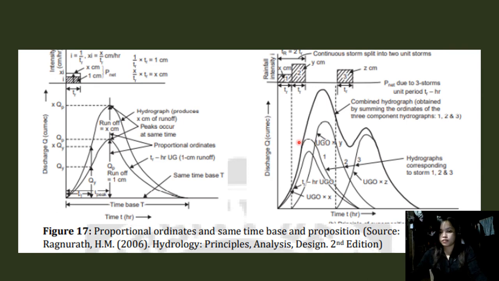So in the second figure, we observe that there are a lot of curves. Here are the hydrographs corresponding to the storms of day 1, 2, and 3. Storm 1, storm 2, and storm 3. And this one is the combined hydrograph, obtained by summing the ordinates of the three component hydrographs 1, 2, and 3.